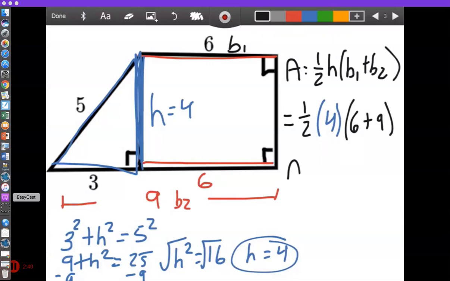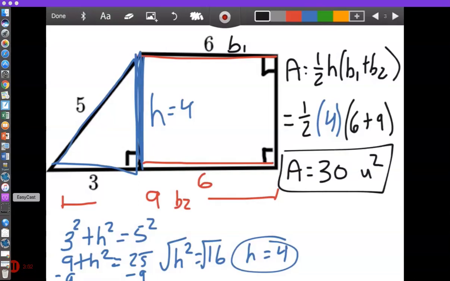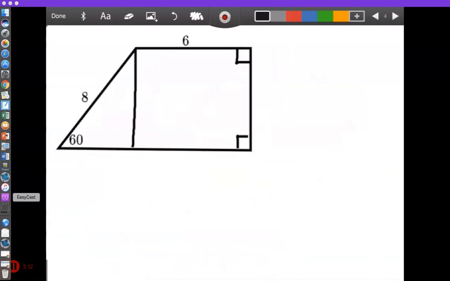Now that I know what h is, I can figure out the area. So the area is 1/2 times 4 times 15. 4 times 15 would be 60. 1/2 of that would be 30. And then I'll just say units squared. So that's using the Pythagorean theorem to find the missing height. You could do it that way, and I'll show you one more.